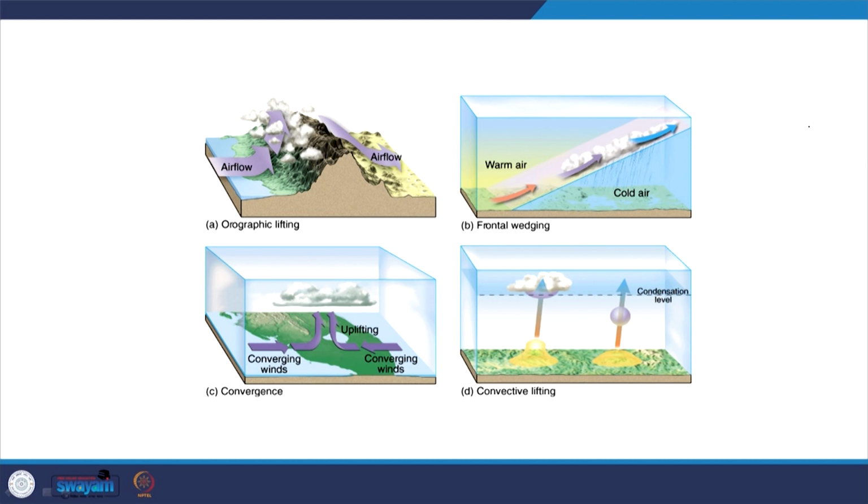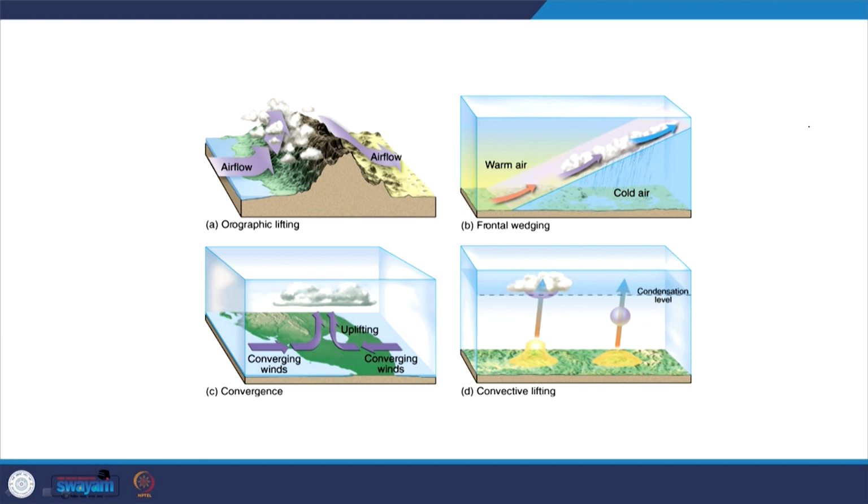Convergence is when air from different directions converges to a particular point on the surface. Due to the fact that this air is coming from different directions, the convergence will lead to the uplift of the air at the point of convergence. The convective lifting is a simple idea in which air at the surface is heated by the land mass, and since the air is heated, its density decreases, its volume increases, and as a result it tends to occupy higher altitudes, or in this attempt it will try to rise to a higher altitude.